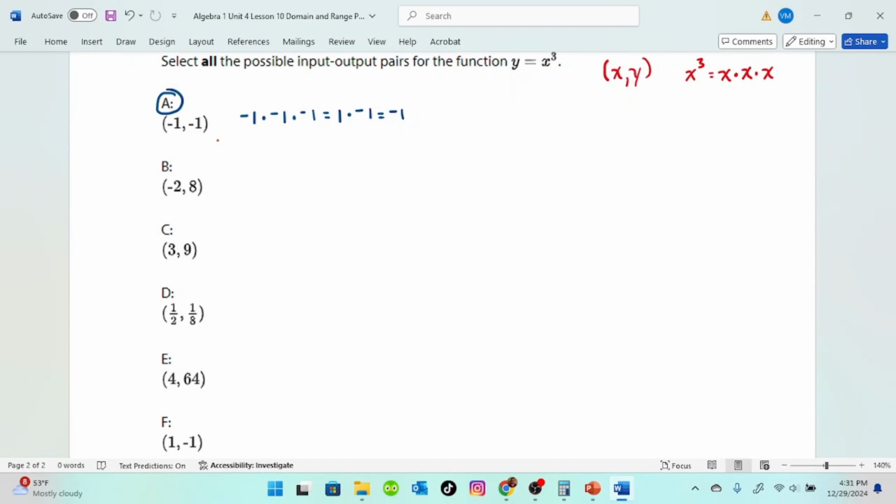Now we look at B. We would take -2 times -2 times -2. -2 times -2 becomes +4. And +4 times -2 becomes -8. -8 is not +8, so B is not an input-output pair.